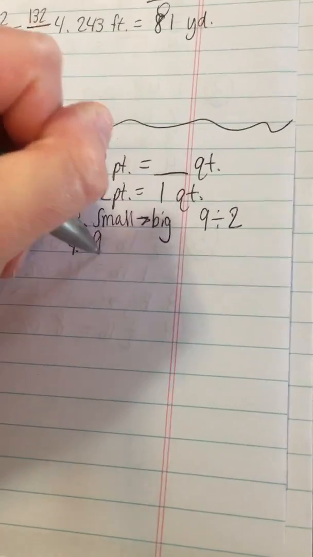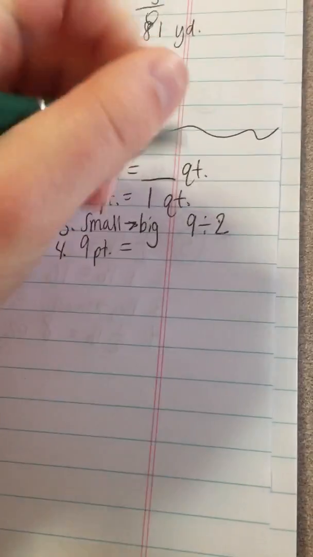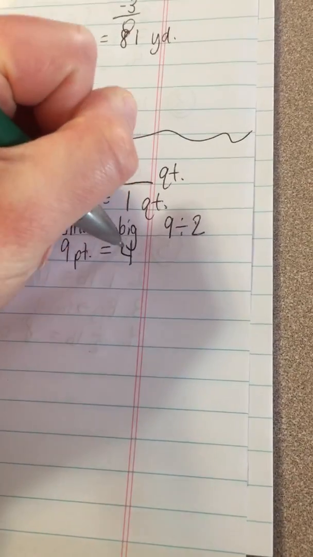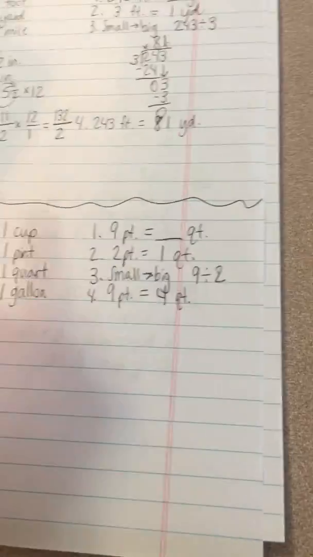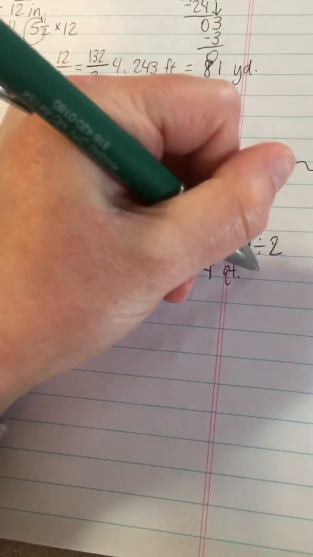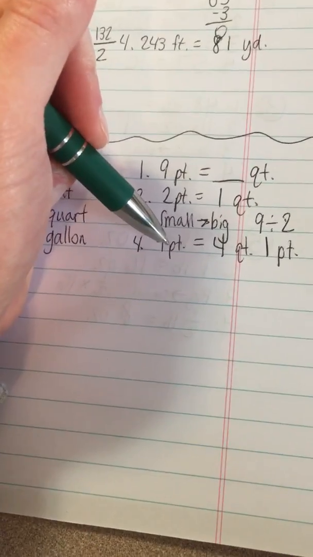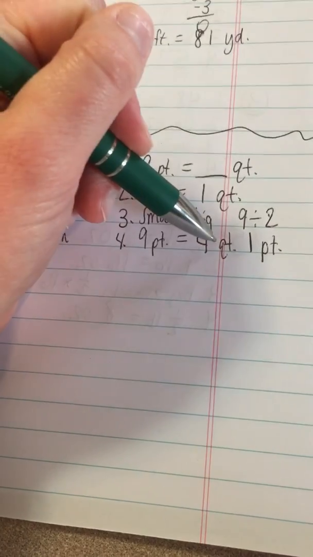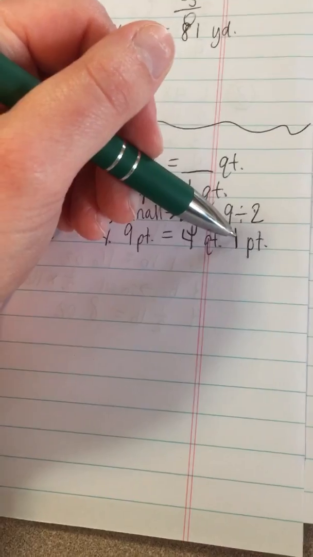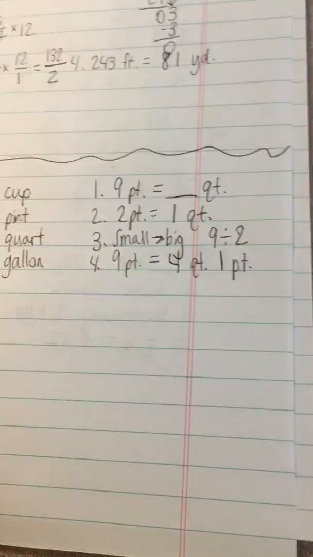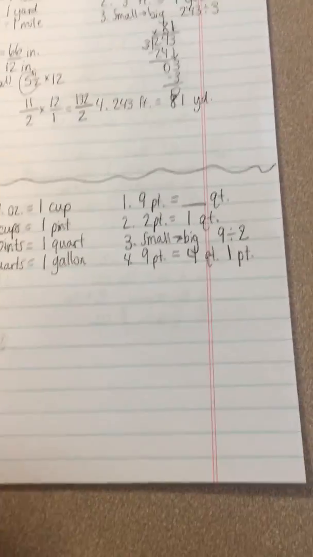So I'm going to write my answer. So it's going to go in 4 times. So that means my answer is 4 quarts. But that only got me up to 8, not to 9. 2, 4, 6, 8. So that means I have 1 left over. When I have 1 left over, it's going to stay in pints, okay? So 9 pints does not come out evenly into quarts. 9 pints equals 4 quarts with 1 pint left over. So even for this, we sometimes have remainders, okay? Okay, one more.